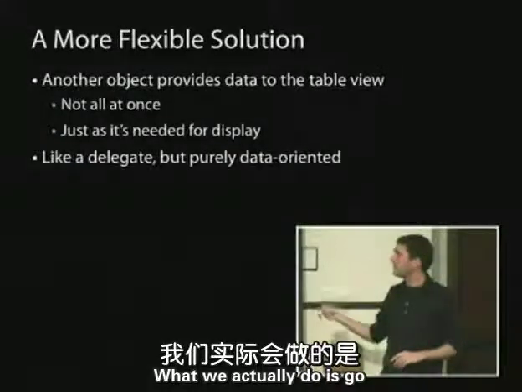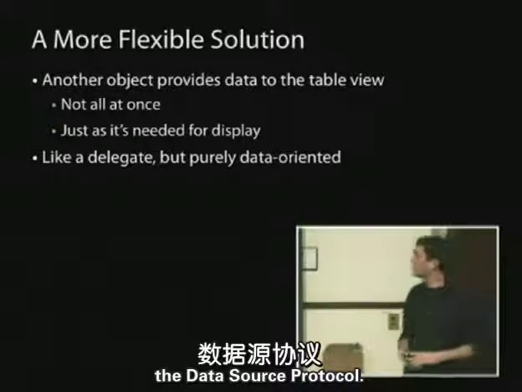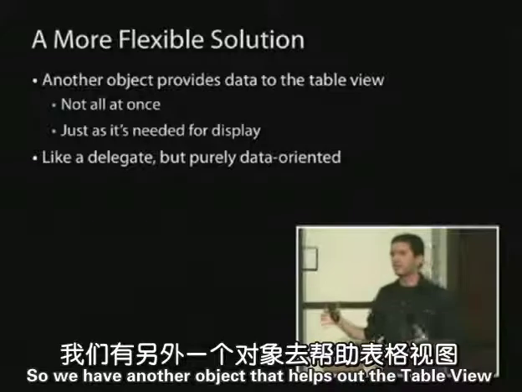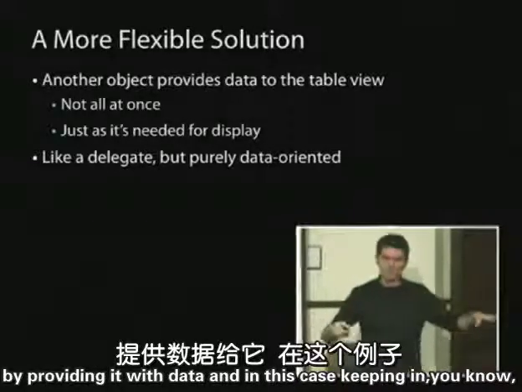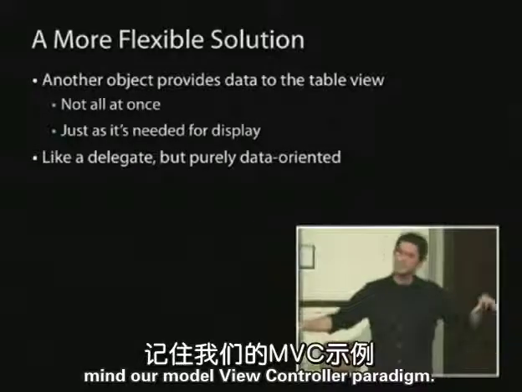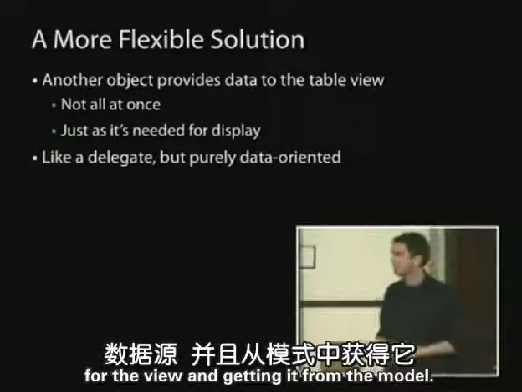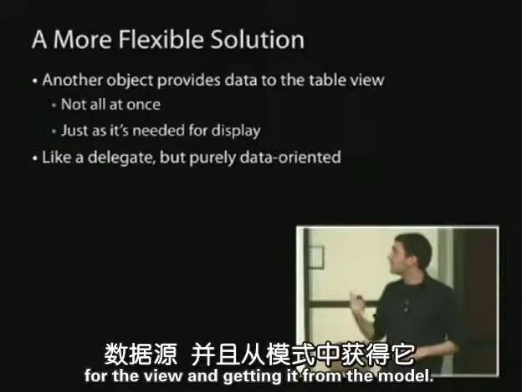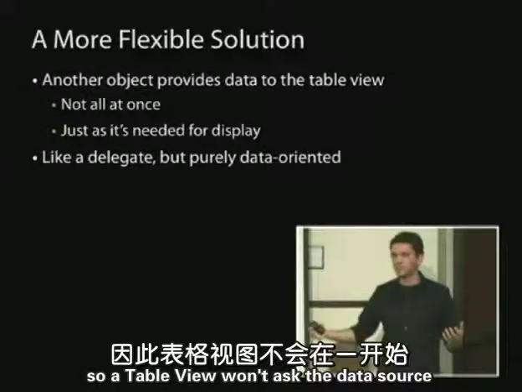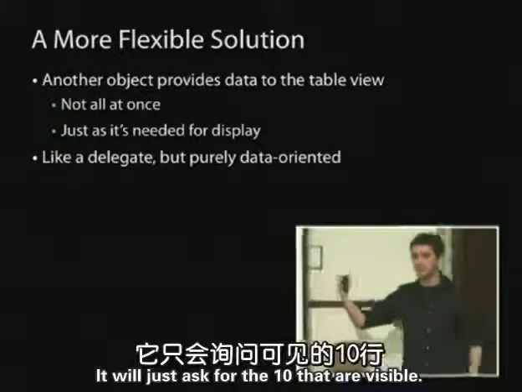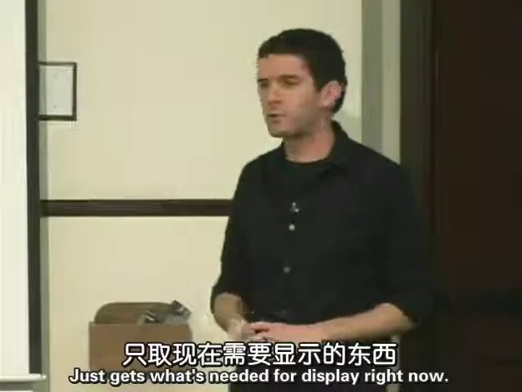What we actually do is go for this more flexible solution we were talking about, the data source protocol. So we have another object that helps out the table view by providing it with data. And in this case, keeping in mind our model view controller paradigm, table view is the view, controller is probably the data source providing the data for the view and getting it from the model. It's not fetched all at once, so table view won't ask the data source for all 10,000 rows right at the beginning. It'll just ask for the 10 that are visible. Just gets what's needed for display right now.